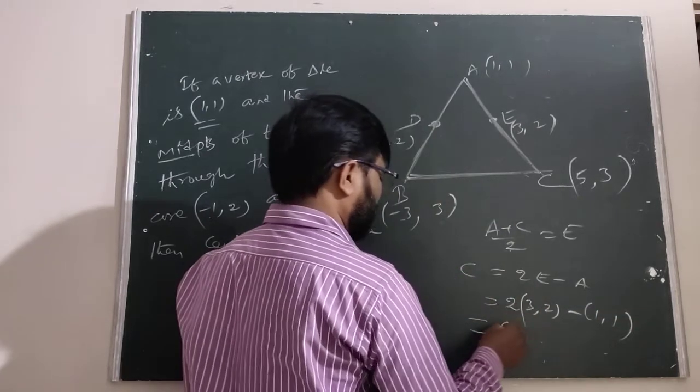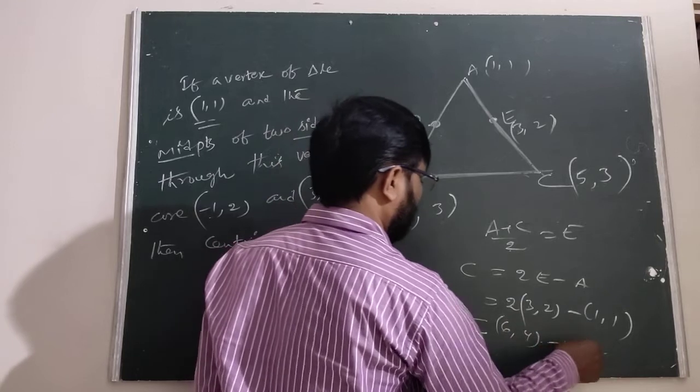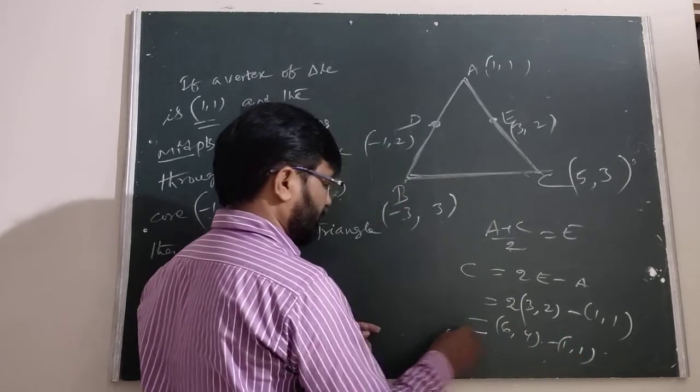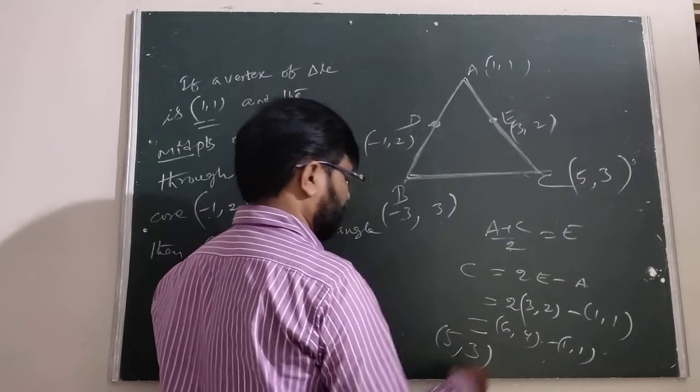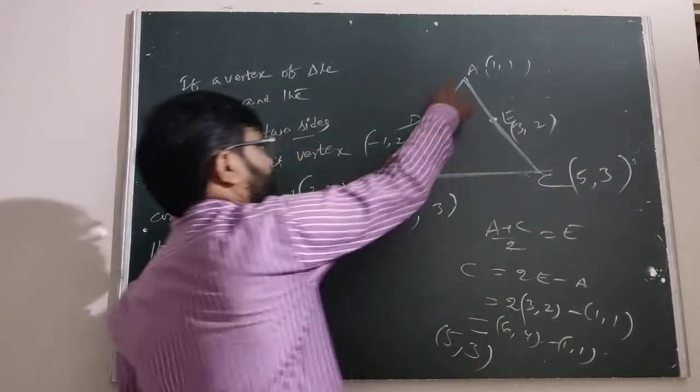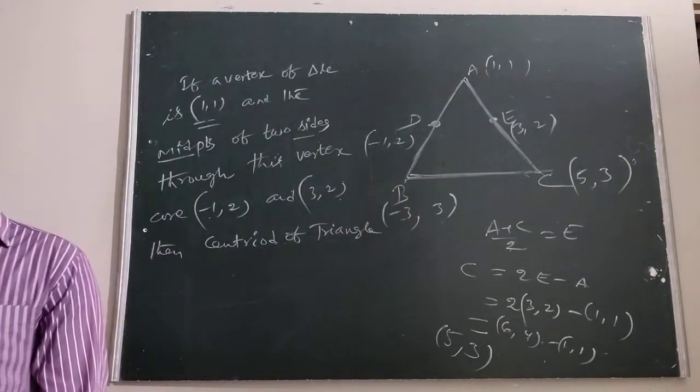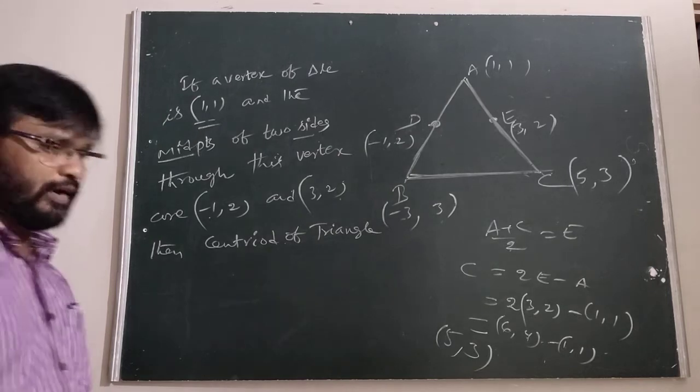2 times 3 is 6, 2 times 2 is 4. Now we can write 6 minus 1 is 5, 4 minus 1 is 3. That is (5, 3). Now we have to find the centroid.